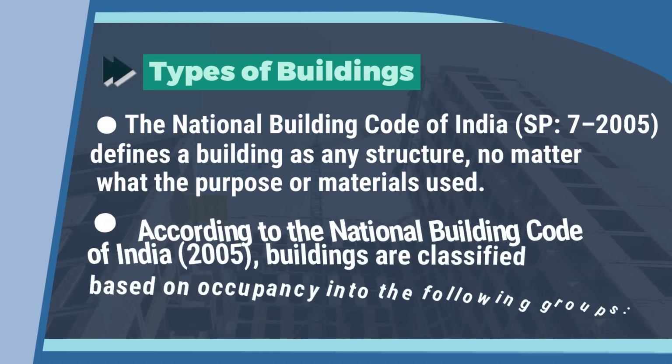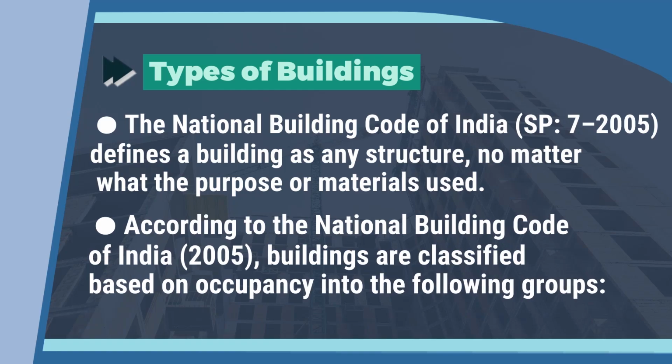Additionally, it also includes any wall that encloses or is meant to enclose any land or spaces, as well as signs and outdoor display structures. However, tents, samyanas and tarpaulin shelters are not considered as buildings. So, according to the National Building Code of India 2005, buildings are classified on the occupancy in the following groups.